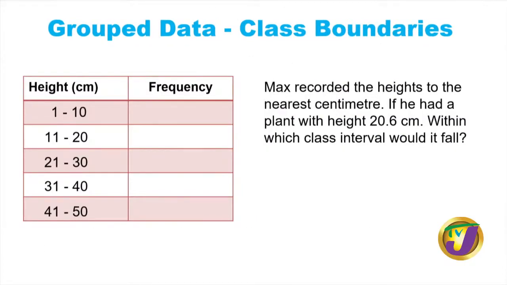Let's talk about Max again. So Max is measuring the height of his plants. And though he recorded the heights to the nearest centimeter, what would happen if he had a plant with a height of 20.6 centimeters? Which class interval would that fall in, Latoya? All right. So this one takes a little bit of reasoning for me now. 20.6. It can either be in the 11 to 20 group because it's 20, or the 21 to 30 group. But 20.6. That's what I'm saying now.